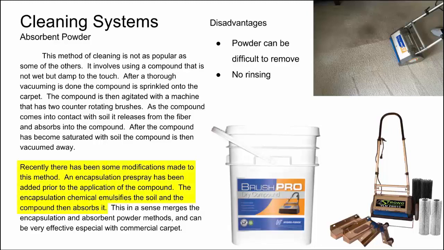Now recently I've seen some modifications made with this method. They're using it in conjunction with an encapsulation pre-spray. The pre-spray is added prior to the application of the compound. The encapsulation chemical emulsifies the soil and the compound absorbs it. So basically what's happening is we're merging the encapsulation and the absorbent powder methods, and I'll be showing you how that works in this video as well.